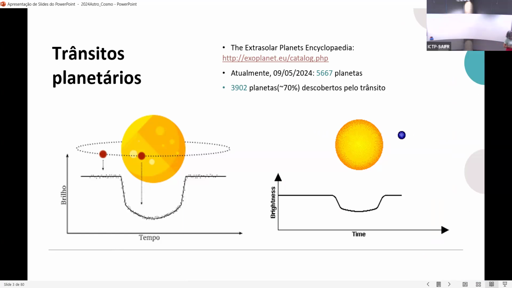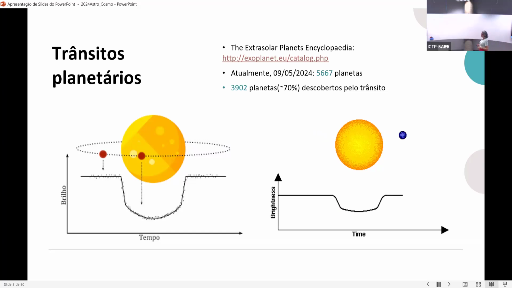As of yesterday, there were 5,667 confirmed exoplanets, and about 70% of those were discovered by the transit method. And what is the transit method? When the planet passes in front of the star, as observed from Earth, we see a slight decrease in the brightness of the star, really small. For a Jupiter-sized planet, it's about 1%, and for an Earth-sized planet transiting a Sun-like star, it would be 0.01%. So it's really tiny, but the important thing is that it is a signal and it can be detected.